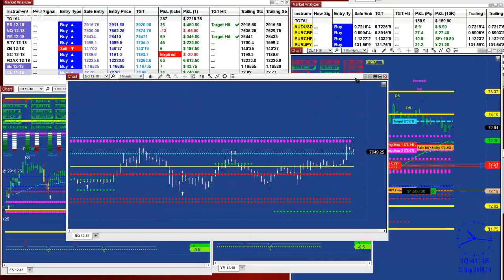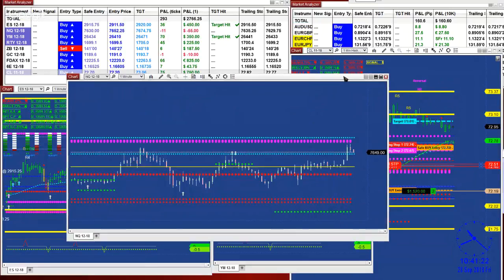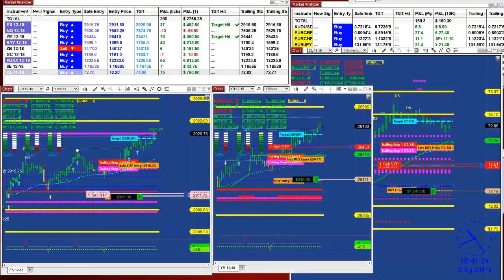60.25, it is 60.25 to the gentleman from Canada. Limited order. You should follow me on a sim. I'm not allowed to call a live trade for you.